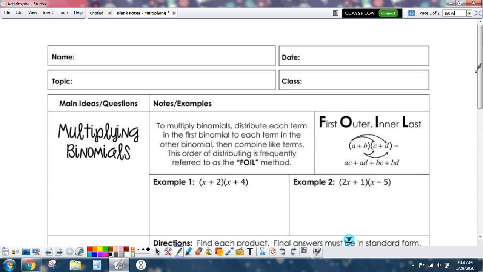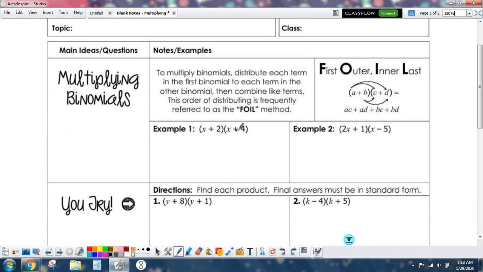So for our examples, we've got x plus 2 times x plus 4. So we're going to apply our FOIL method here. So we're going to multiply our first numbers. So we're going to do x times x, and that is x squared, okay, because it's each an exponent of 1. And then I'm going to do my outer, so my 4 times my x, okay, and that's 4x. And then I'm going to multiply my inner, which is my 2 times x. And then I'm going to multiply my last, which is 2 times 4, and 2 times 4 is 8.